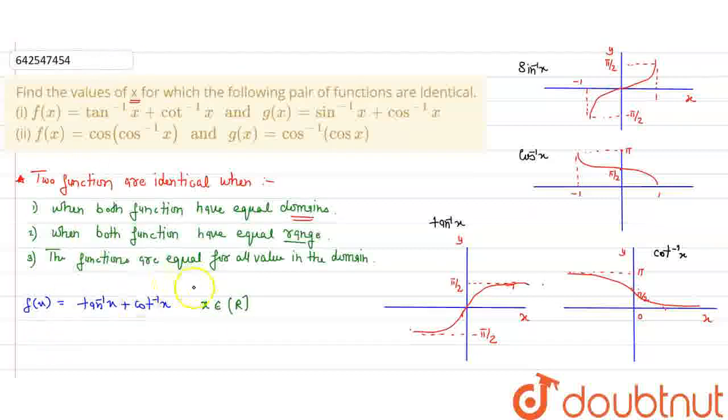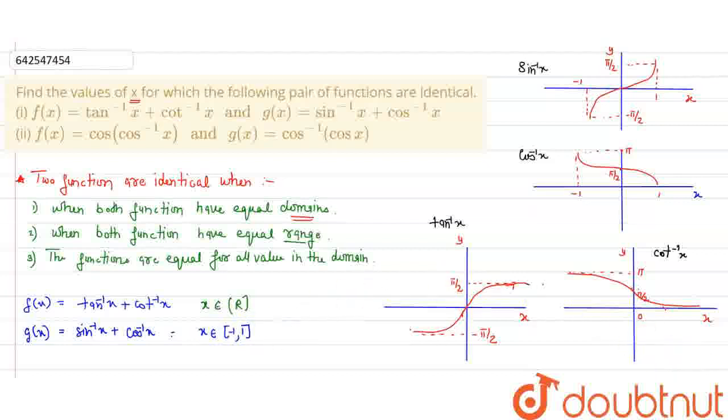Now in the second, we have given g(x). g(x) is sin inverse x plus cos inverse x, right? Now for the functions sin inverse x and cos inverse x, we can see that the domain of sin inverse x is from -1 to 1, and the domain of cos inverse x is also from -1 to 1. That is the x value here, right? So here my x, that is the domain, belongs to -1 to 1, right?